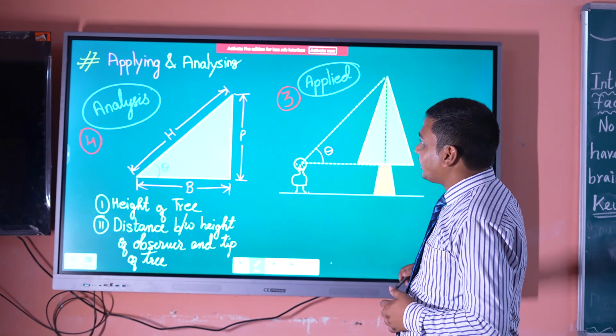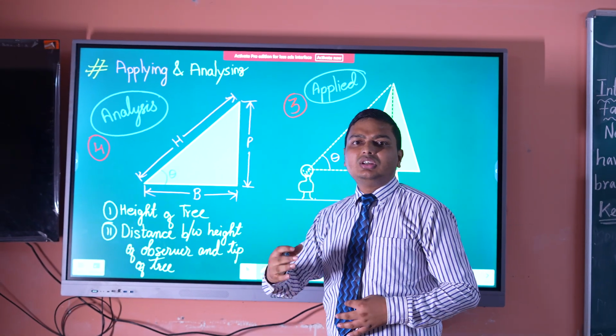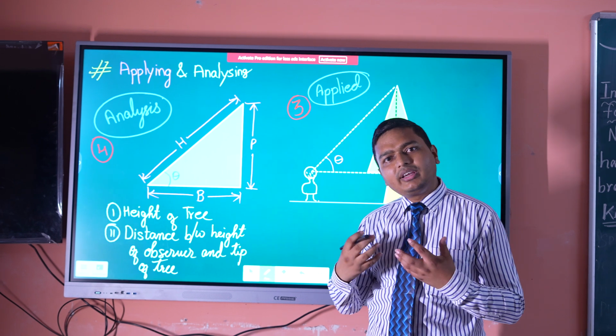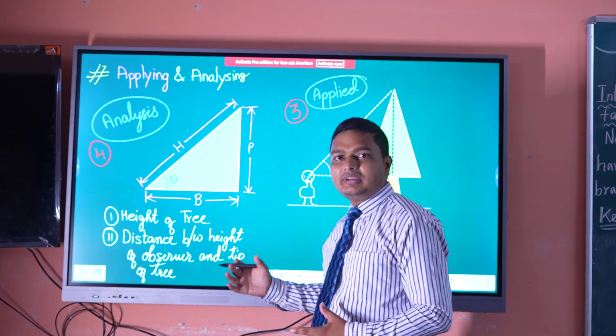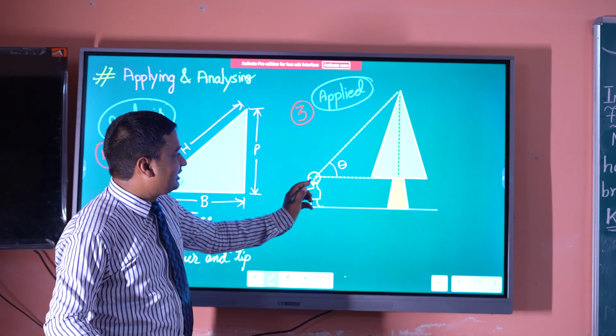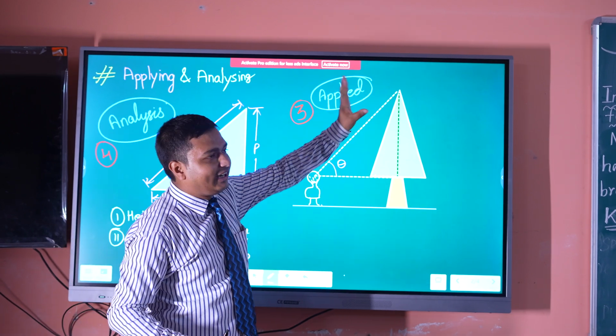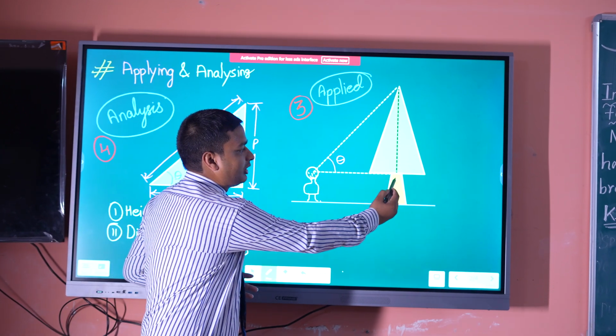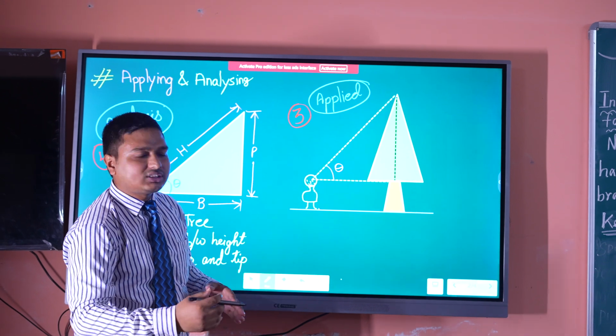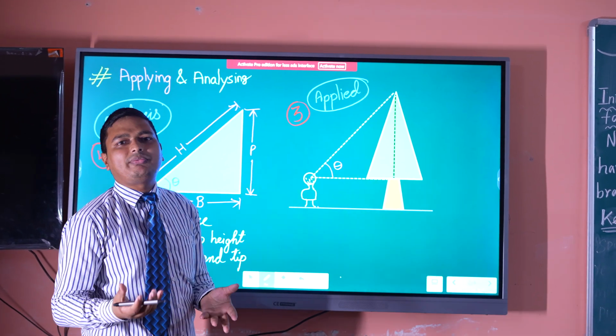Let us go. The next topic will be applying. Now where will I apply? If I know this knowledge, where am I going to apply it? So let's start. One image, as you are able to see here. One small child is standing there, and the child is seeing the height of the tree. As I have drawn the figure here, as you are able to see. Correct? Now, suppose I need to find out the height of the tree. How will I find it out?